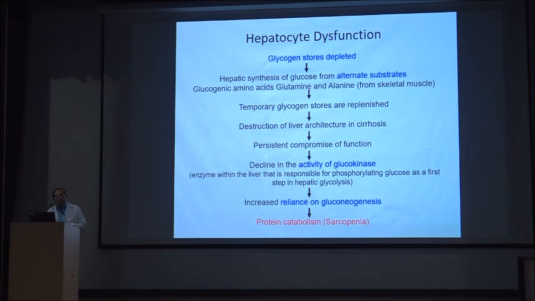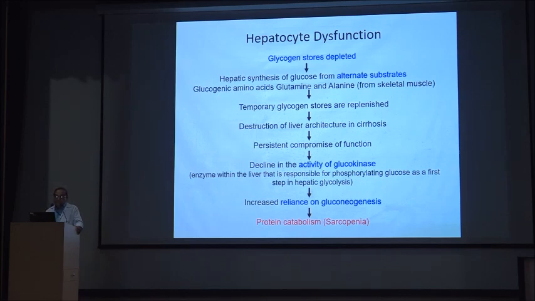What happens to the liver cell? We know in cirrhosis the hepatic dysfunction is there, and hepatic synthesis of glucose from alternate substrates like glucogenic amino acids, especially glutamine and alanine from the skeletal muscle. There are temporary glycogen stores. There is depletion of glycogen in the liver, and destruction of liver architecture in cirrhosis.